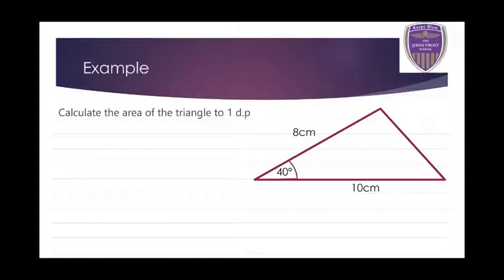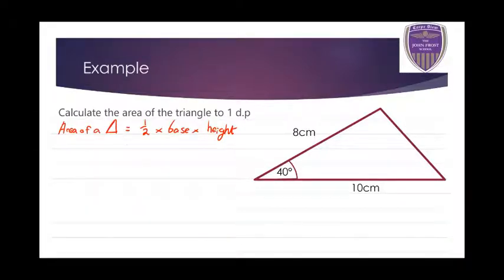So I want to calculate the area of this triangle to one decimal place. We should all remember the area of a triangle by now. Area of a triangle is a half times the base times the height. And this is the formula for any triangle. As long as you know the length of the base and the length of the vertical height, you can work out the area of any triangle.